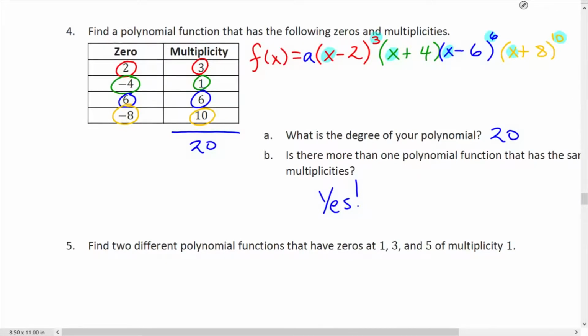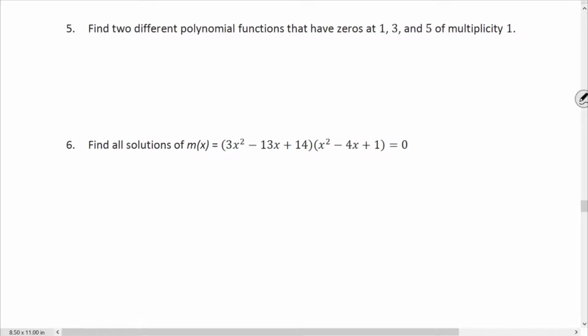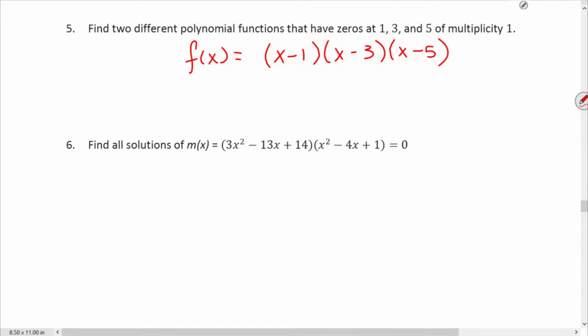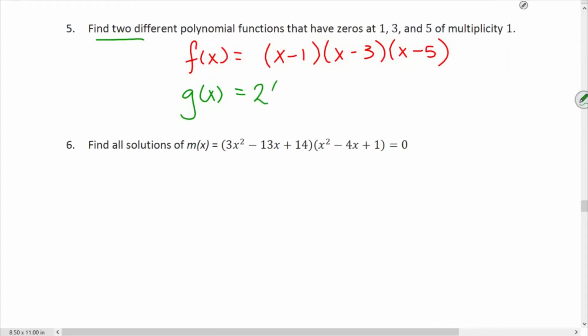Okay, I next want to look at number 5 to give an example of that. Find two different polynomial functions that have zeros at 1, 3, and 5 of multiplicity 1. Thinking through what I just did, I'll call this function f of x. To get a zero at 1, it's x minus 1. To get a zero at 3, it's x minus 3. And to get a zero at 5, it's x minus 5. If they all have multiplicity of 1, then all of the exponents would be 1, so I won't even write them. Now, I need two different functions, so I'll call this one g of x, and I'll have the exact same function with some other constant in front, like the number 2. So 2 times x minus 1 times x minus 3 times x minus 5.